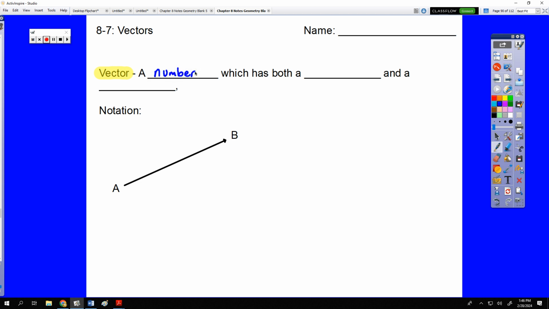It is a number that has both a magnitude, a value, and a direction. When we look at notation, it looks like a ray, but we no longer use the ray symbol. We say vector AB. This symbol here means vector. We always list the starting point first and the ending point second, just like when we name a ray.